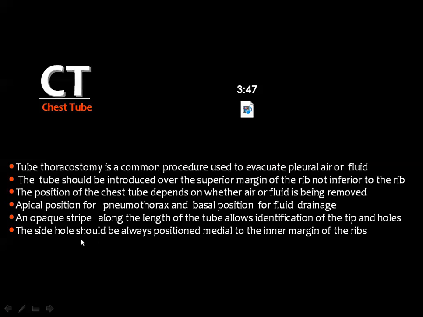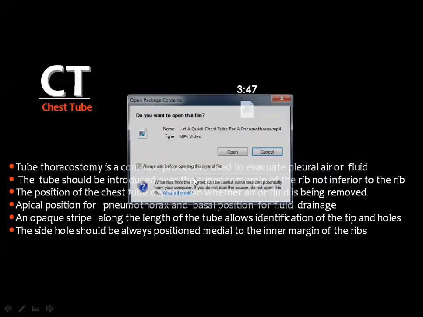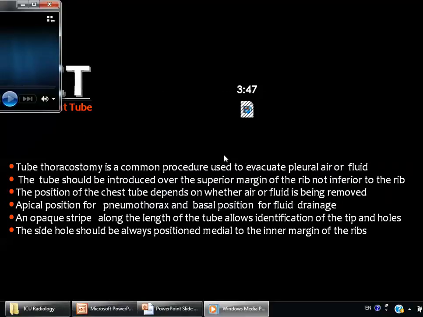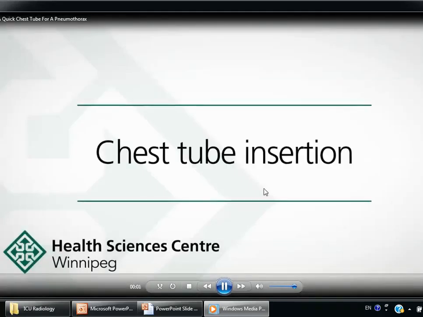Most of the tubes have side holes, and also they have a line which is radio opaque to identify the tube itself and also to allow identification of the holes. And this video will show you how to insert the intercostal tube.